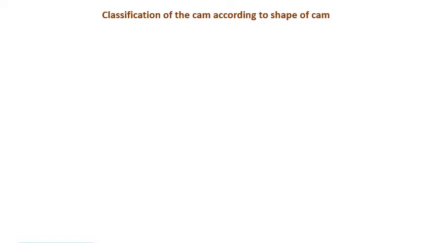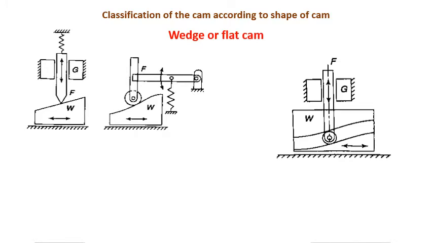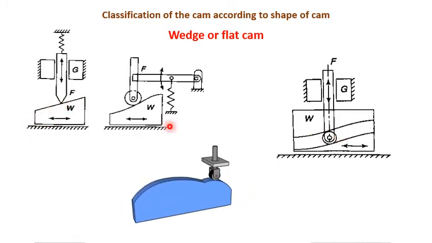So first one according to the cam shape, first one is wedge or flat cam. So these are the figures which represent the wedge or flat cams. In this type of cams, it consists of majorly a wedge. So this is called wedge. In all the three figures you can see.